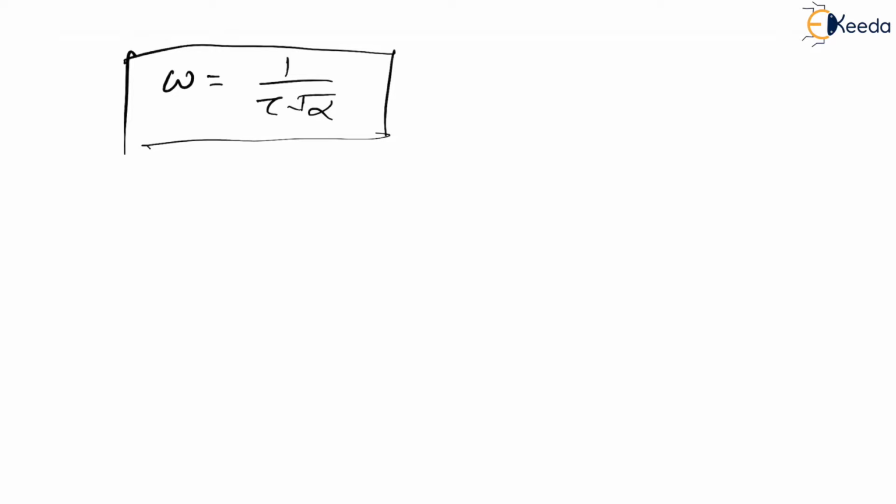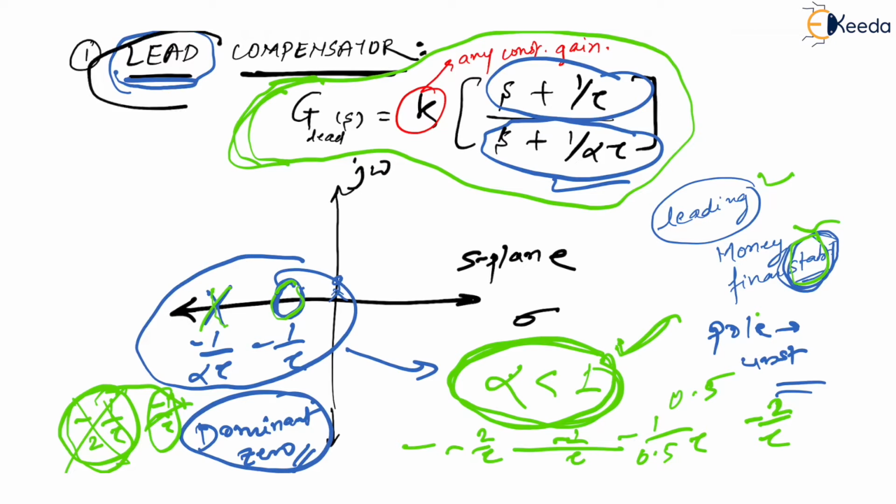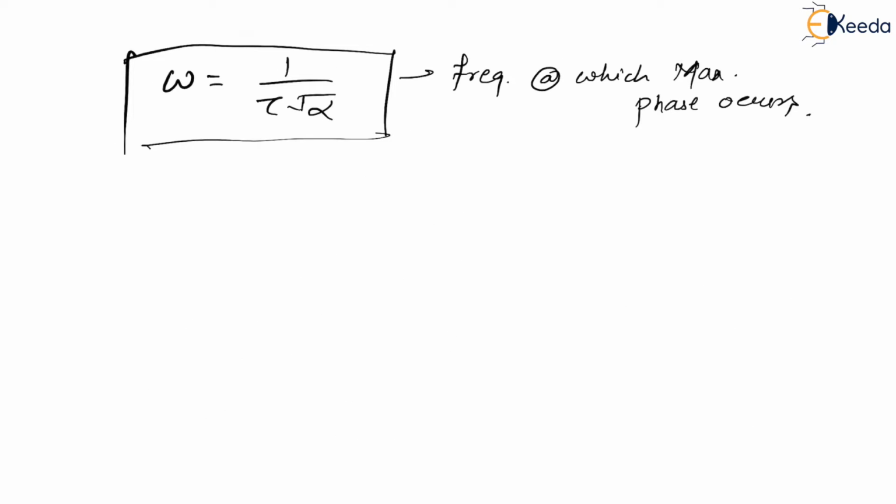The value of omega at which maximum phase occurs is given by 1 by tau into root alpha. This is the frequency at which maximum phase occurs. Since it is a lead compensator, the phase is going to be positive. Maximum positive phase occurs. How, I will show you that. Don't worry.